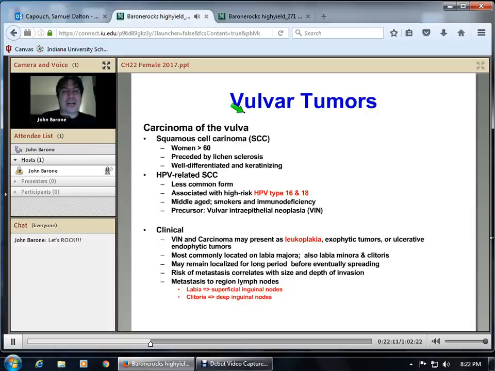All right, now let's talk about vulvar tumors. So what's the lining of your skin? Squamous. So what kind of cancer you gonna get? Squamous cell carcinoma, most likely squamous cell.